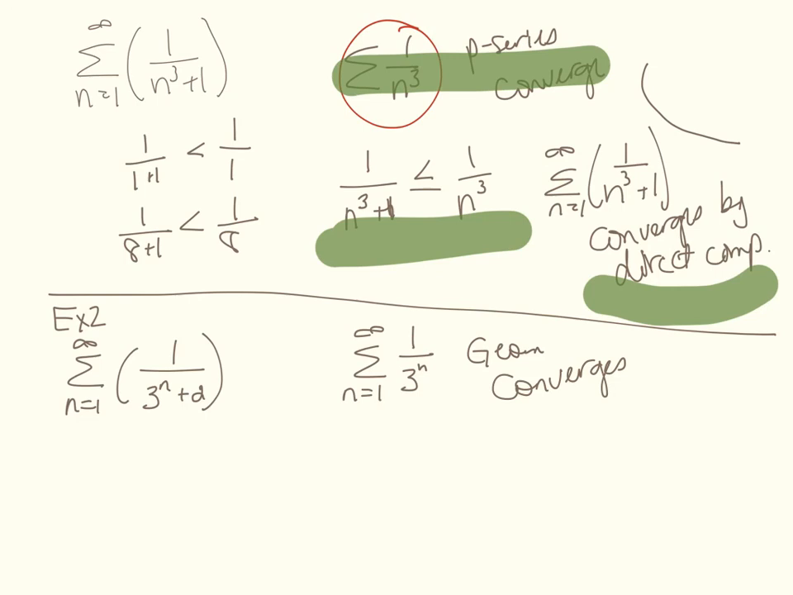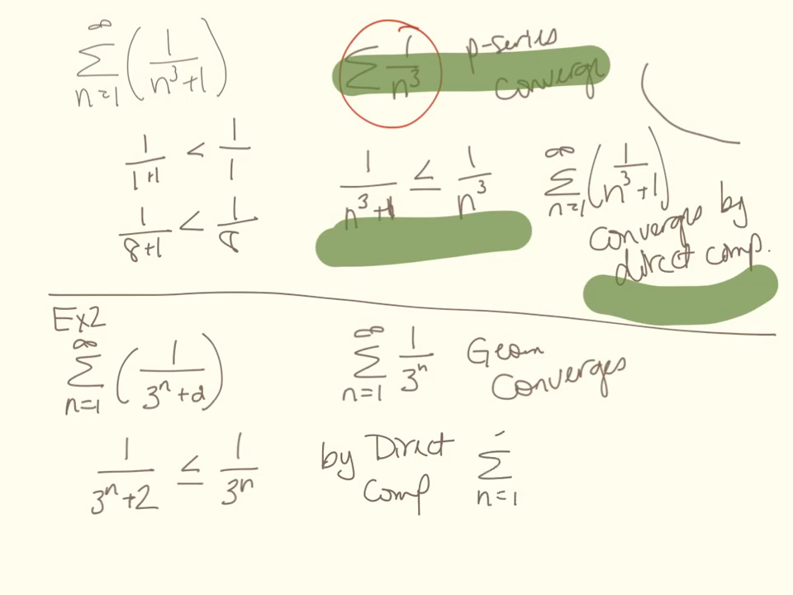Now I need to do a comparison. My comparison is: is 1 over 3 to the n plus 2 smaller than or equal to 1 over 3 to the n? You can plug in some numbers mentally, but the very similar thing is going to occur where the left side will always have a little bit more added to it in the denominator, which will make it smaller. So this is a true statement. And so we can say by direct comparison, my series, the one I'm trying to figure out, the sum from n equals 1 of 1 over 3 to the n plus 2, also converges.